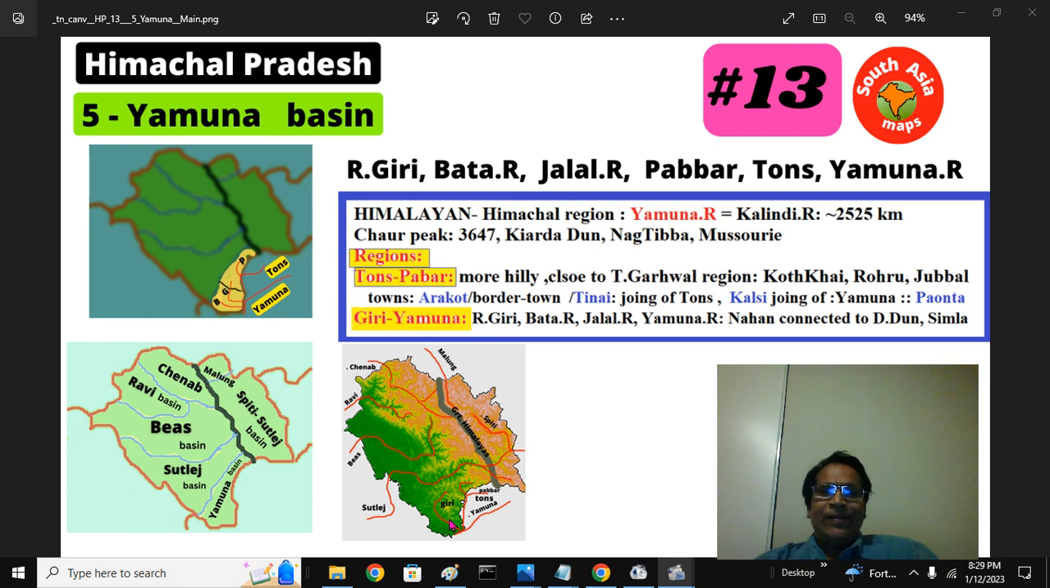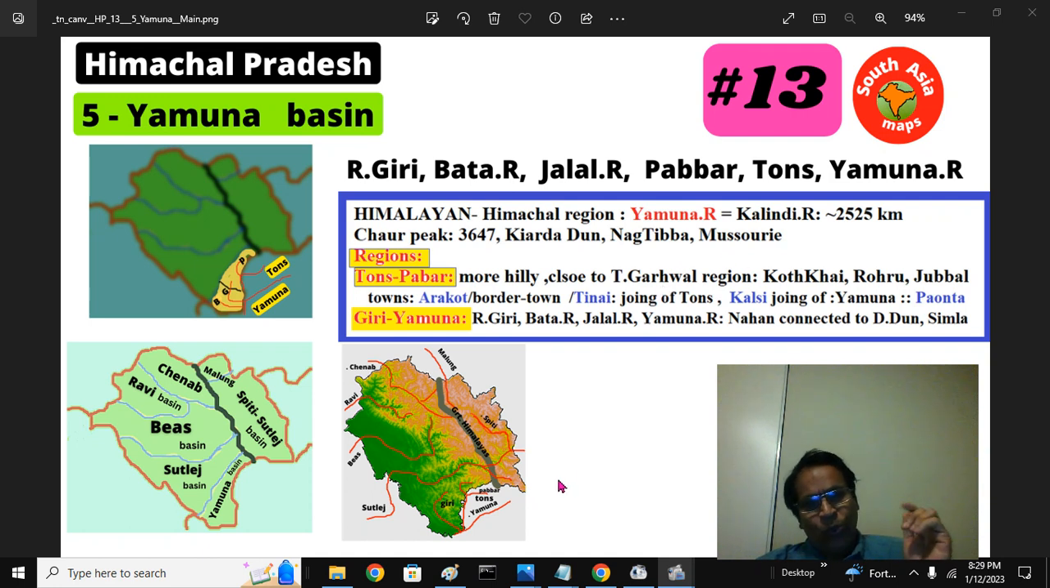This is Himalayan Himachal region, this is Trans. Yamuna River is also called Jamuna River or Kalindi River. This is 25-25 kilometers, very easy to remember. It rises from Chevur and Yamunotri region. Chevur peak in this region is around 3647. We're talking about Kiarda Dun, Nagtiban, Mysore.